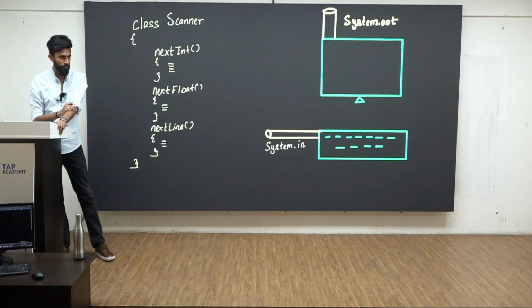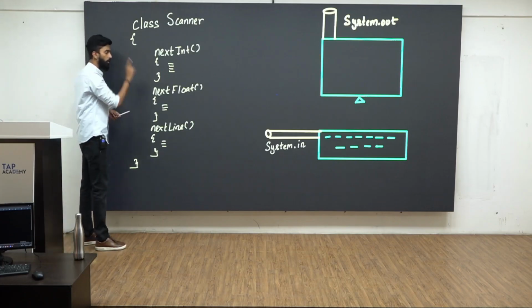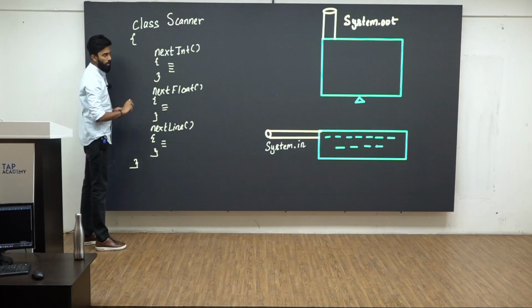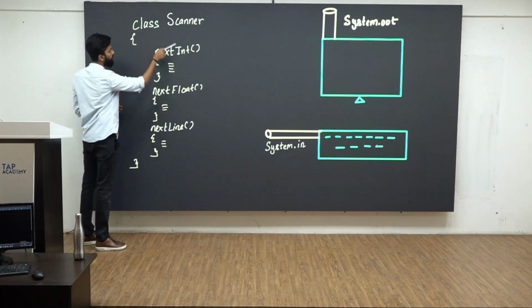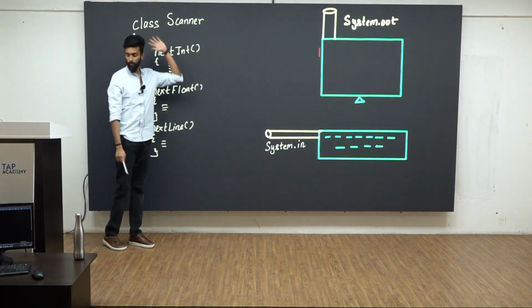Next double. Like that he has given many methods. We will be seeing all of that in class. No need to memorize anything. But the point is, whenever you want to take input from the keyboard, you must compulsorily make use of the methods provided inside which class? Scanner class.